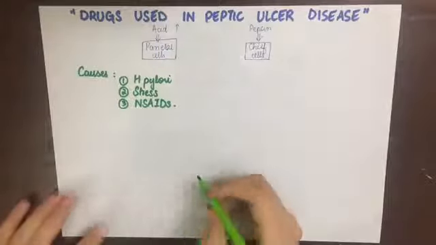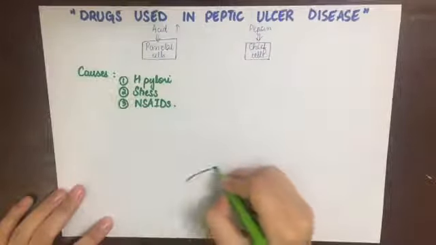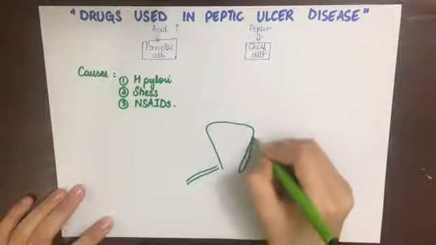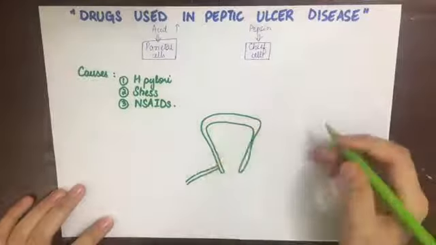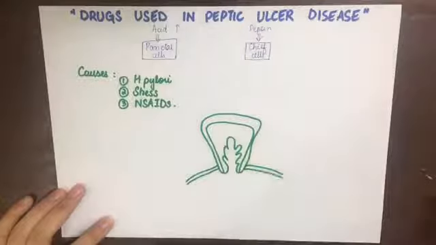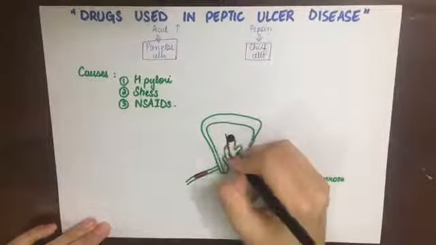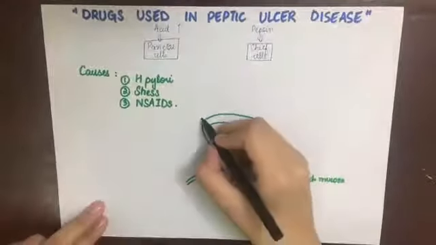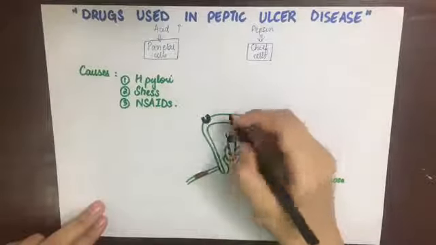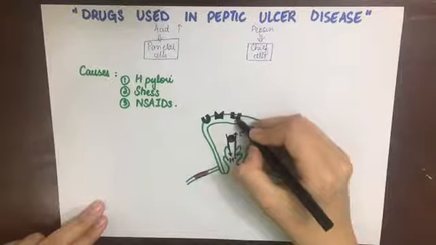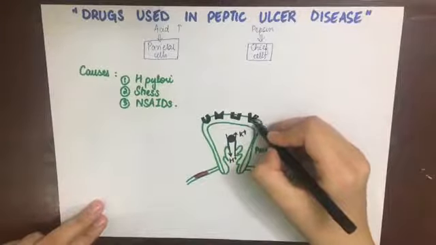Now, to understand the physiology of gastric acid release from parietal cells, I'll draw here a parietal cell along with some of the stomach mucosa, and the red lesion will show the stomach ulcer or peptic ulcer. Now, the final step of gastric acid release is the activity of the hydrogen potassium ATPase, which is basically an antiport which secretes hydrogen in exchange for potassium.